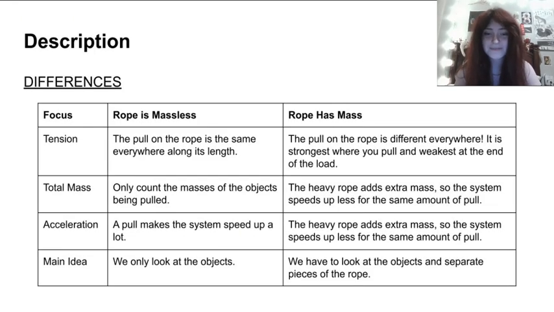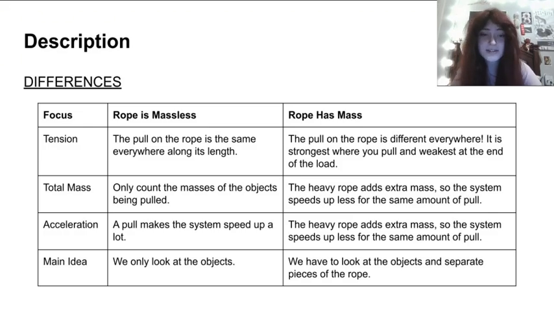Now on to differences. We have four different focuses: tension, total mass, acceleration, and the main idea. When the rope is massless, the pull on the rope is the same everywhere along its length. When the rope has mass, the pull on the rope is different everywhere, because it's strongest where you pull and weakest at the end of the load.